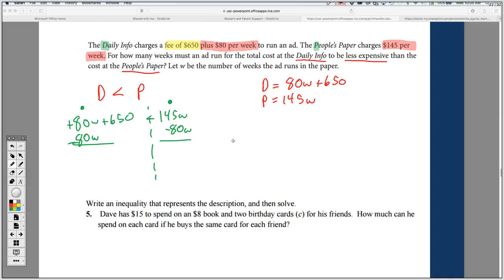Okay, what is 80W minus 80W? 0. Bring the 650 down. Less than, what did you get for this? 65? Or was it 55? I heard 65. What was it?